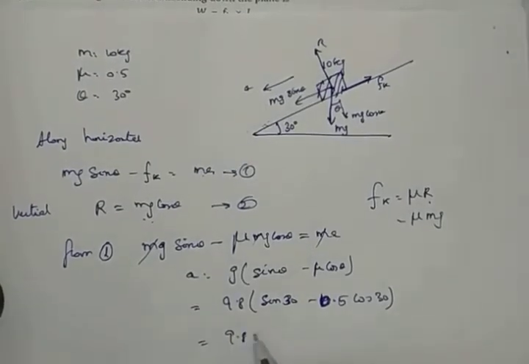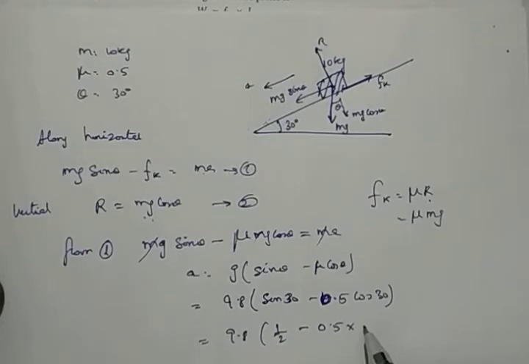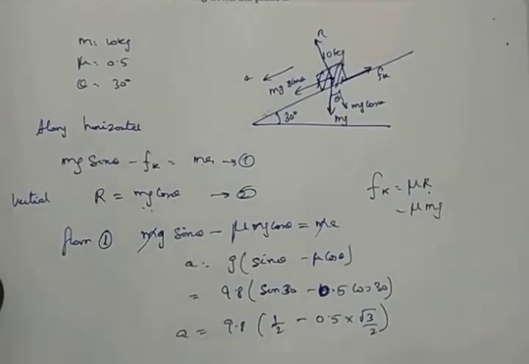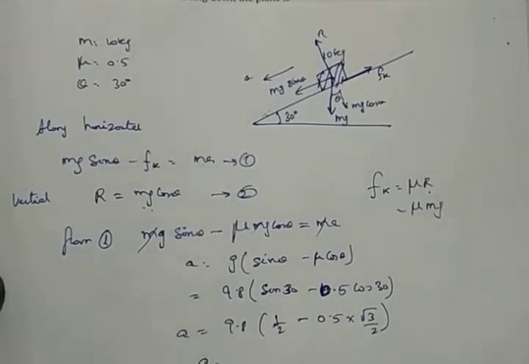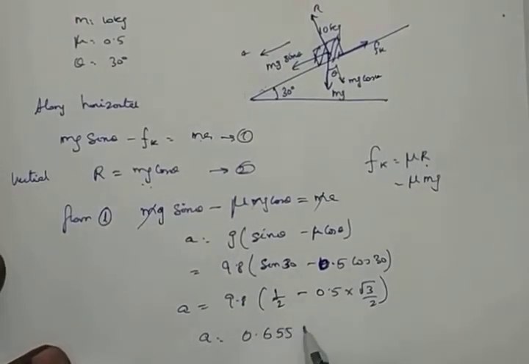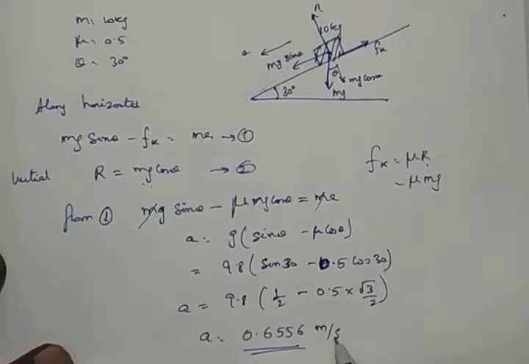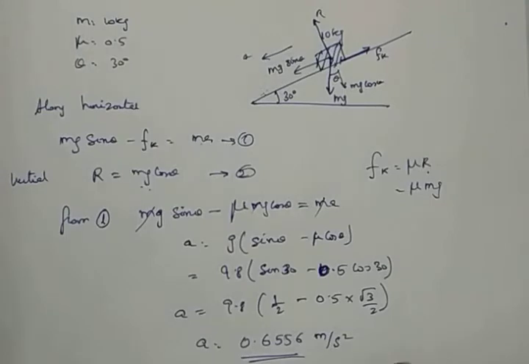So 9.8 times sin 30 is 1 by 2, minus 0.5 into, what is cos 30? Root 3 by 2, and you need to find out the acceleration. So finally acceleration will be equal to 0.6556. If you just do the calculation, you will get the answer, meter per second square. This is the first question here. Very simple, straight, nothing much.